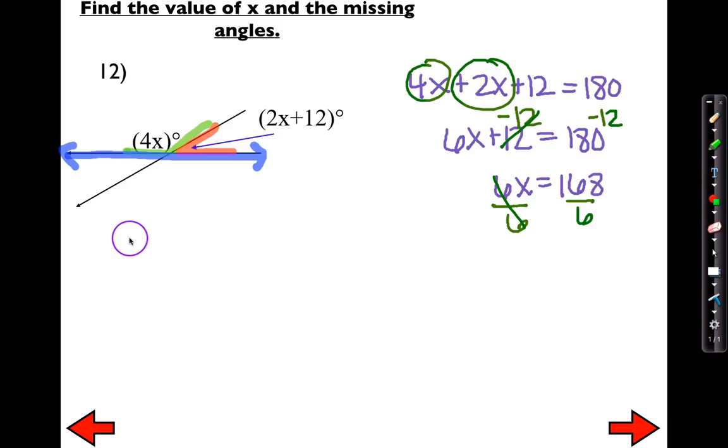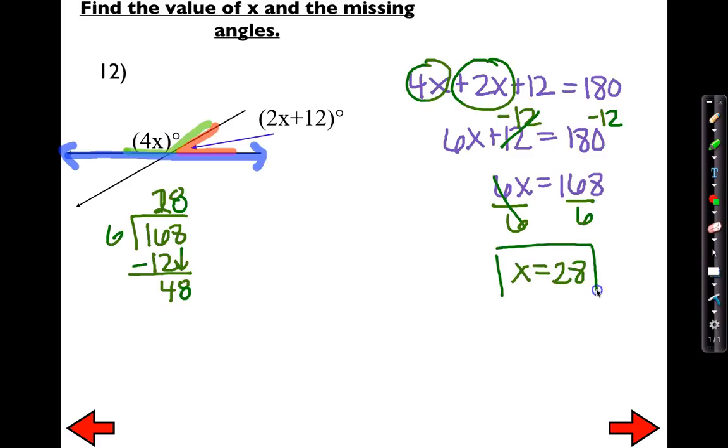I'm going to do some side work real quick. 168 divided by 6. This goes in once, not once, twice. With a remainder of 4, bring down this 8. This is going to go in 28 times. So now I'm left with x equals 28. So I'm going to definitely say the value of x is 28. However, we're not done. We're supposed to find those missing angles.